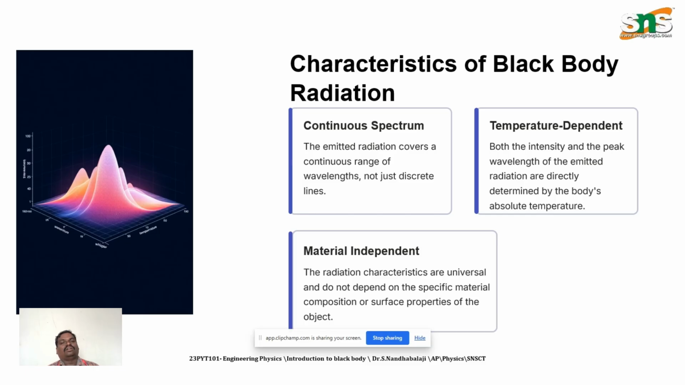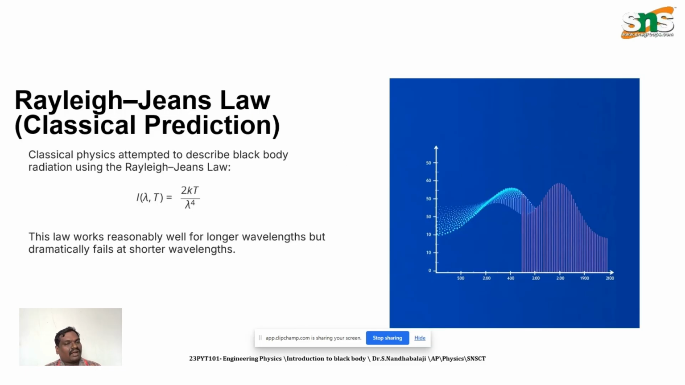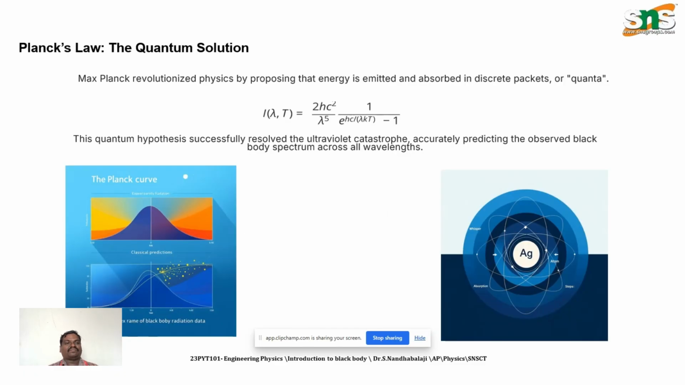properties of the object. In Rayleigh-Jeans law, classical physics attempted to describe blackbody radiation using Rayleigh-Jeans law: I(λ, T) = 2kT/λ⁴. This law works reasonably well for longer wavelengths but dramatically fails at shorter wavelengths.